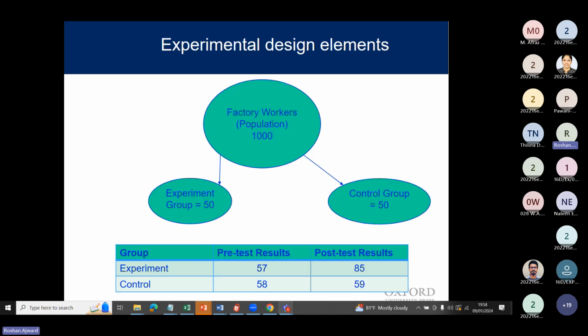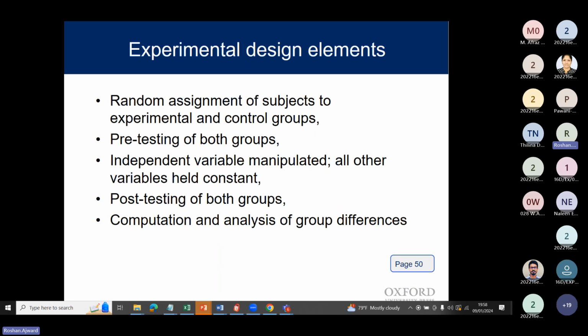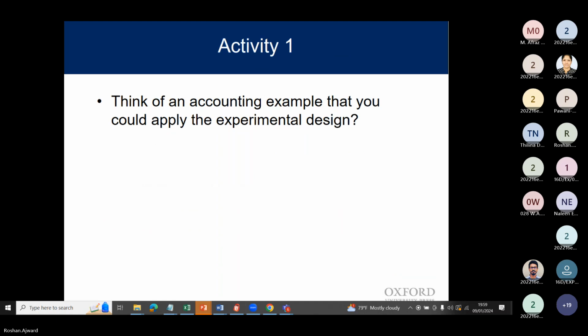So yes, the early example, these are the differences. The experimental group which was trained got 85 marks, but the control group got only 59 marks on average. So you concluded the training program is effective. Right? So this is called the first design, which is experimental design. Is that clear, Buddha? Experimental design?